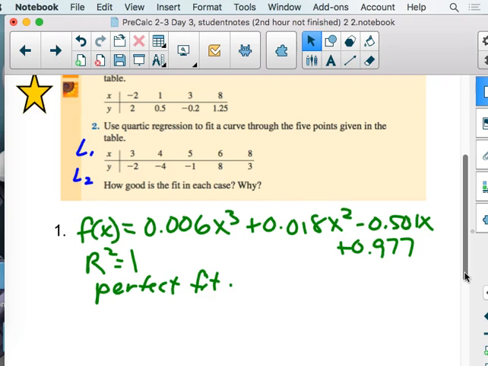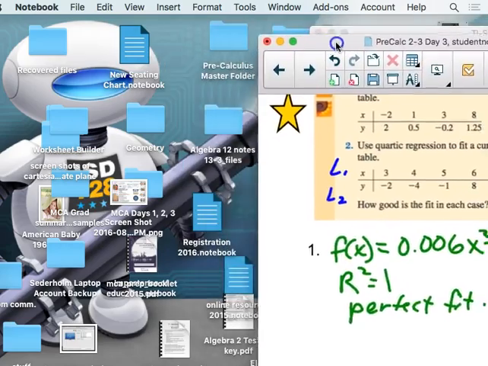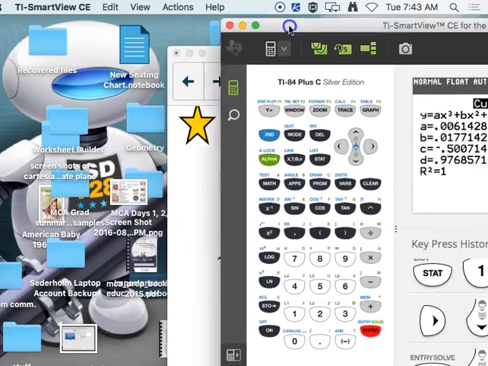I can see you're already doing the regression, which is great. That means you're feeling really comfortable with this.